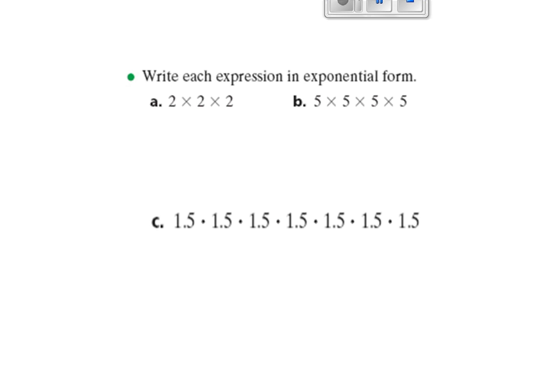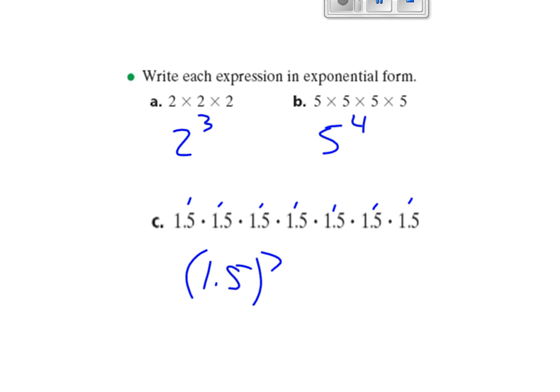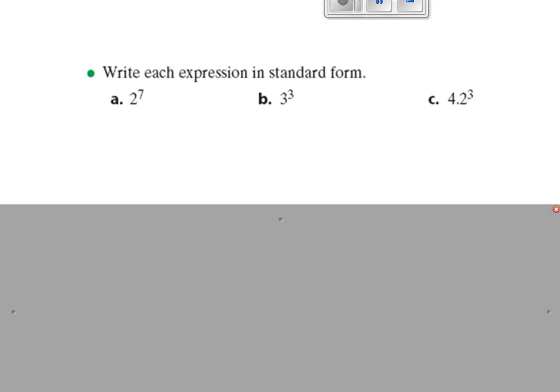All right, the first one you should have had 2 to the 3rd. The next one was 5 to the 4th. And the last one was 1.5 to the 7th power. And we can put that in parentheses if you like, just to clean it up a little bit, make it nice and neat and clean. That would be exponential form. Now, try to write these in standard form.